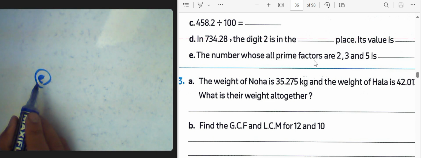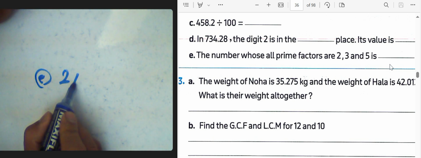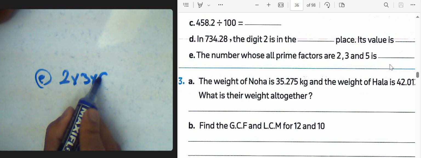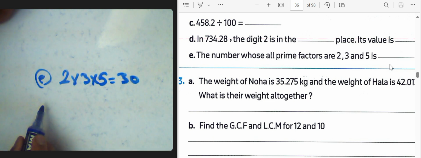Which letter E? The number of whole prime factors of 2, 3, 5, we can write 2 product by 3 product by 5, or 30.